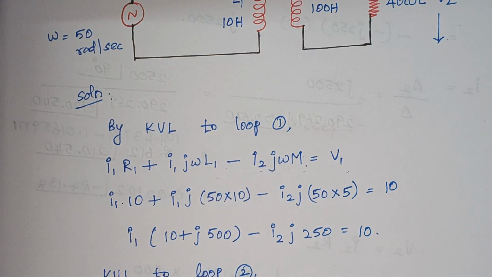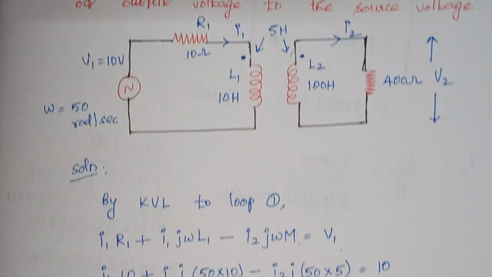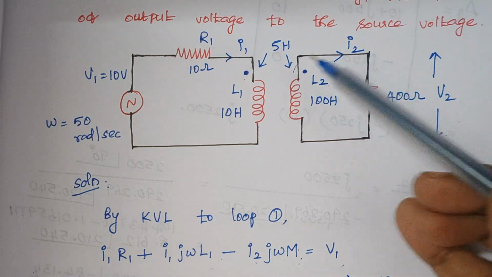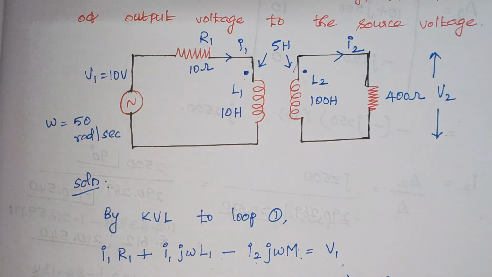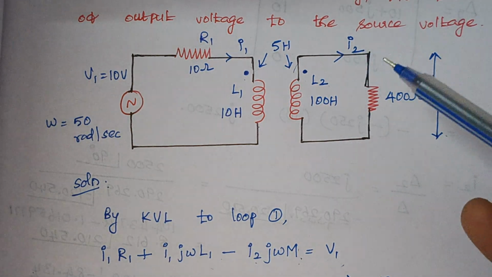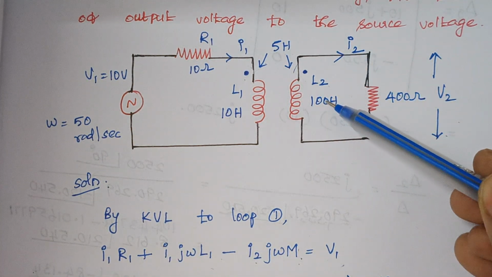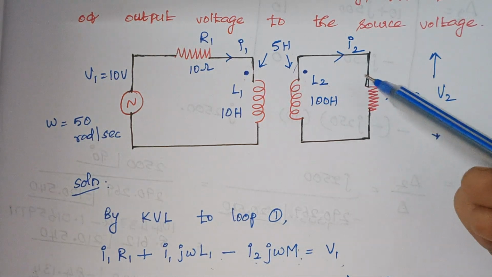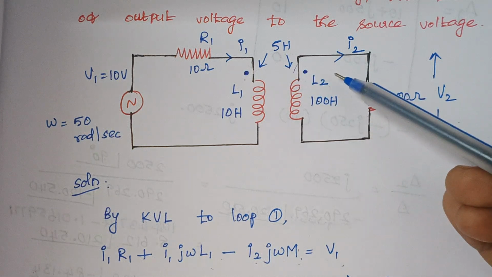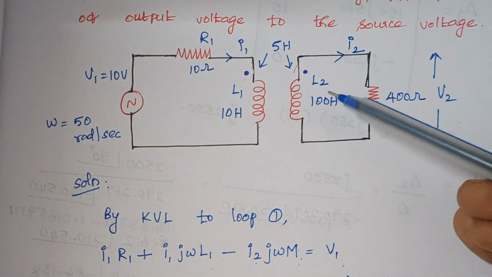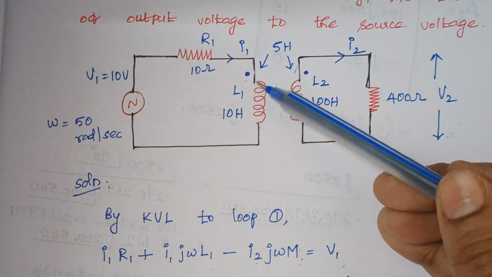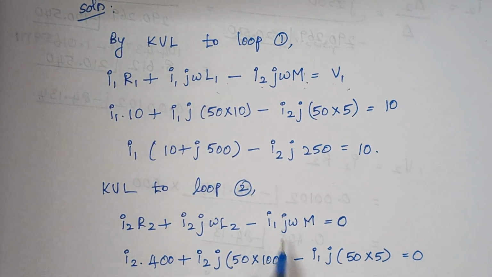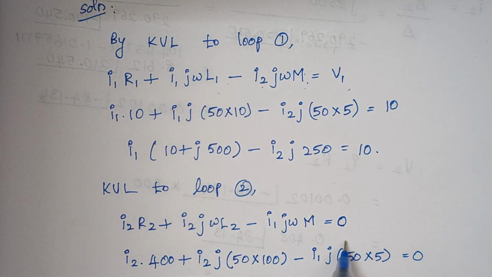Once you apply KVL, again the same thing. Here you see we have I2 R2, and there is an L2, and again there is a mutual inductance. So I2 into R2 plus I2 J omega L2. And due to the mutual inductance, minus M into I1 J omega, because the mutual inductance in the secondary is due to the current flowing in the primary. So this is your expression: minus I1 J omega M is equal to 0.